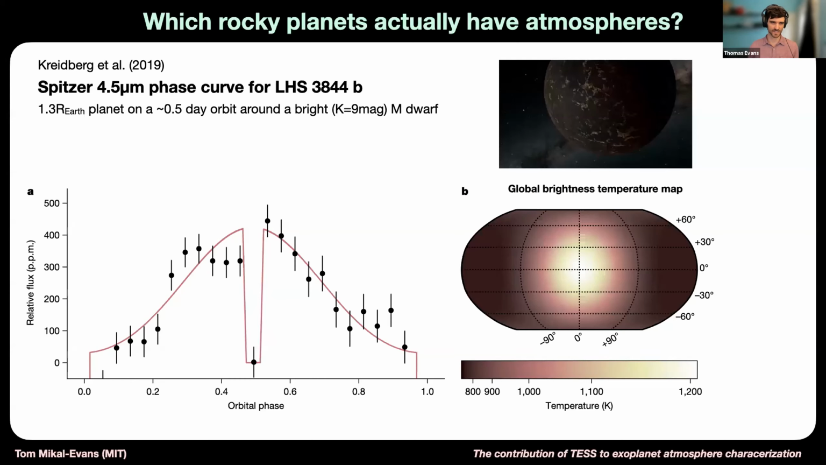So starting with Spitzer, at the last TESS conference, Laura Kreidberg presented a phase curve measured for the hot rocky planet LHS 3844b. And these data are shown on the left here, and they allowed a global brightness temperature map to be inferred, shown on the right.